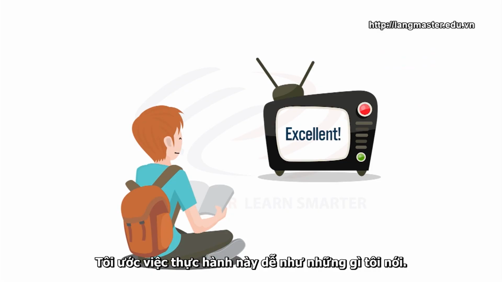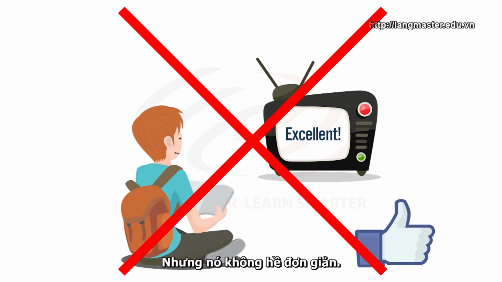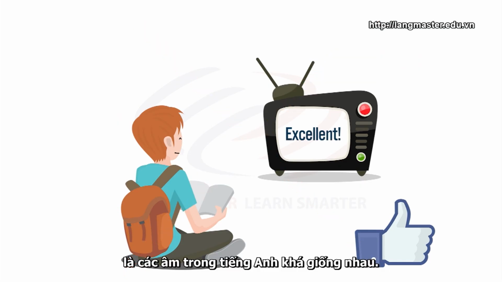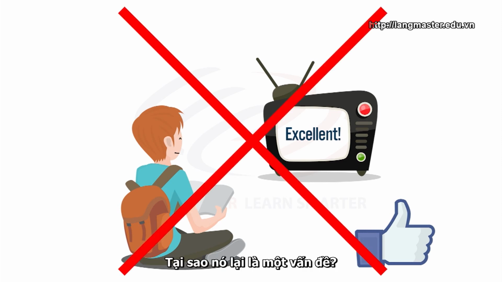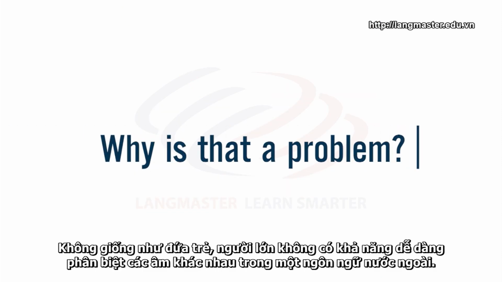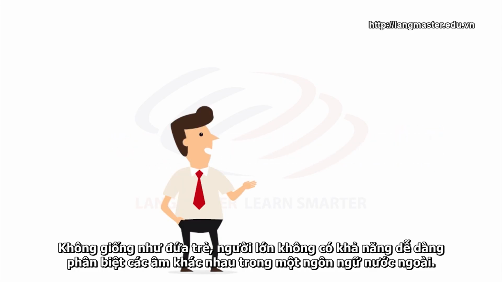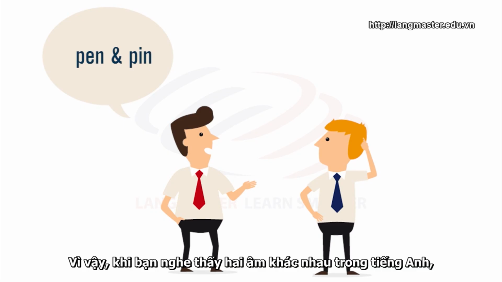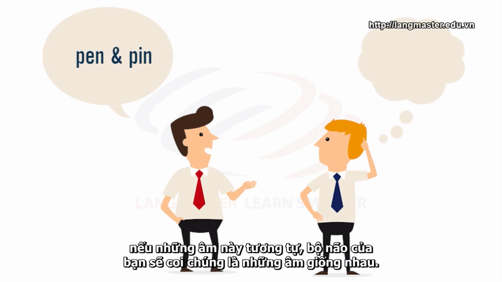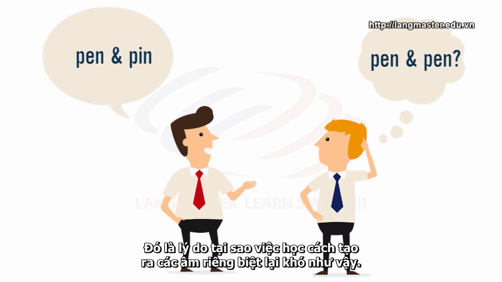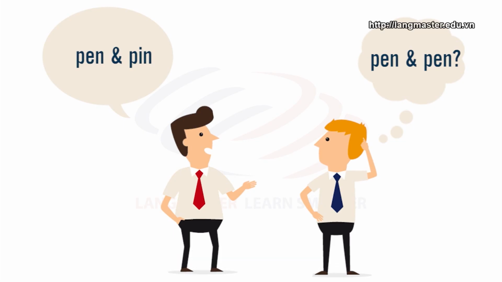Now, I really wish it were that simple, but it's not. There is a problem. And the problem is the sounds in English are very similar to each other. Now, why is that a problem? Well, unlike babies, adults don't have the ability to easily distinguish between all the different sounds in a foreign language. So, when you hear two different sounds in English, if those sounds are similar, your brain might perceive those sounds as the same. That's why learning to make each sound separately may not work.